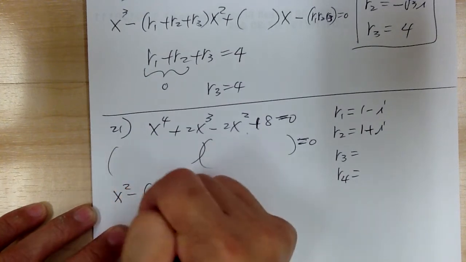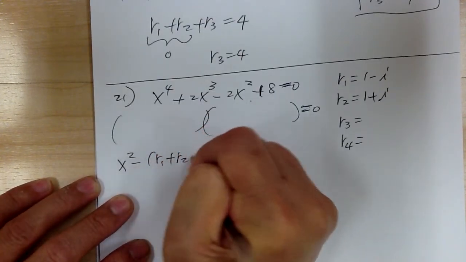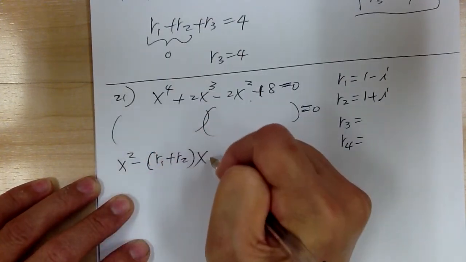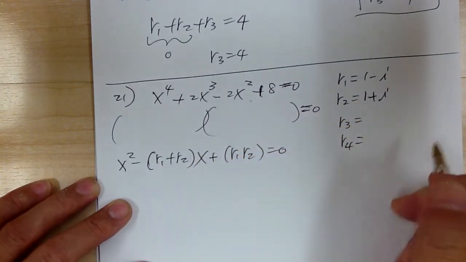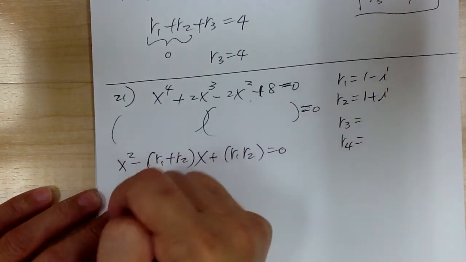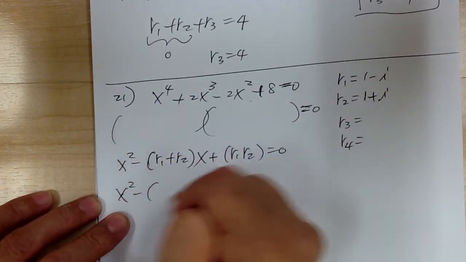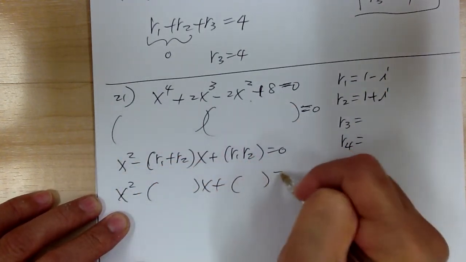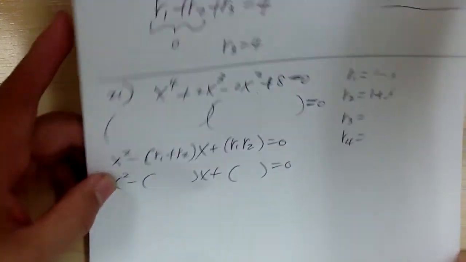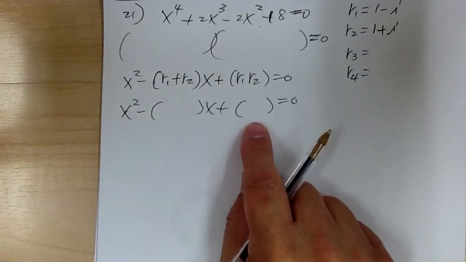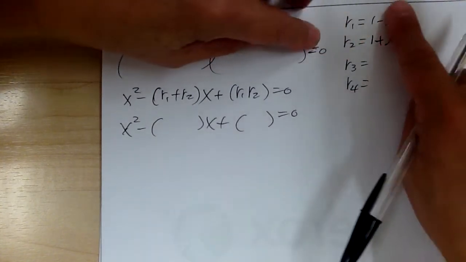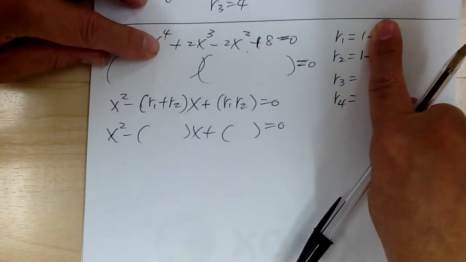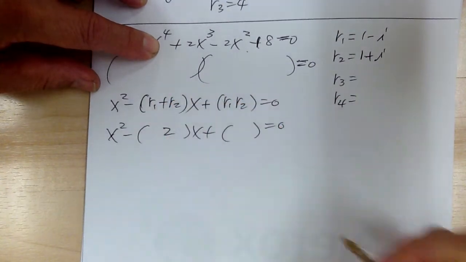So x squared minus (R1 plus R2)x plus R1 times R2 equal to 0, right? So I'm going to use this one over here. Again, get your template ready before you fill in. R1 plus R2, when you add, this part is going to cancel out, so R1 plus R2 will give you 2.